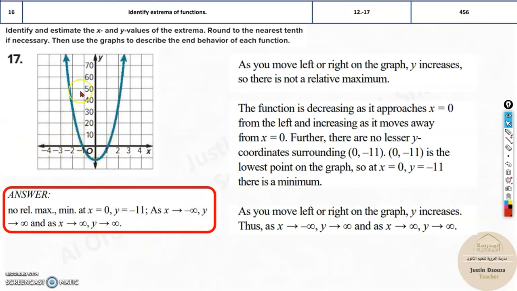As x goes to minus infinity, the y value is infinity. Even over here, as x goes to positive infinity, it's infinity.